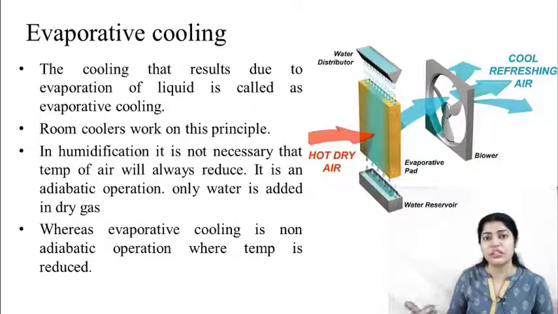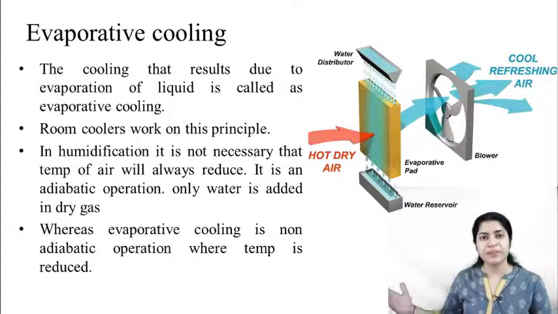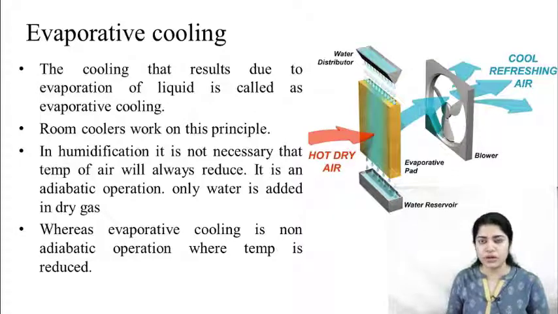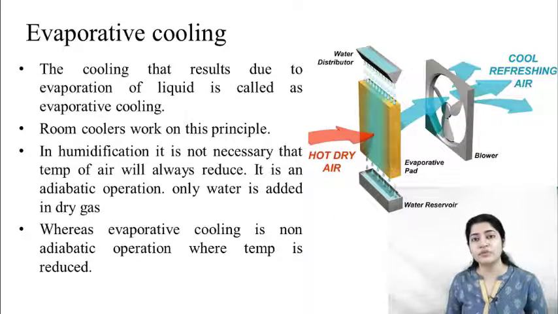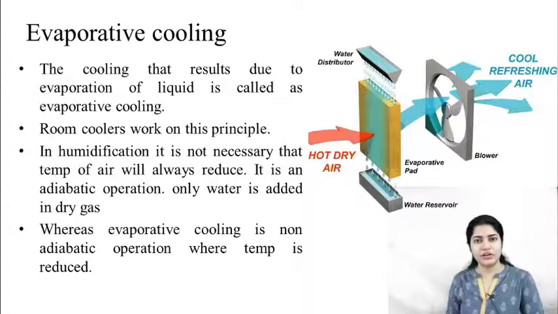You can see in summer when you turn on your air coolers, the evaporative padding is always kept wet. Water transfers through that padding. Now because of the blower you get your cool air, and that cool air is humidified also. Some amount of water is always present, and that is because of your evaporation, right? So this is about your evaporative cooling.